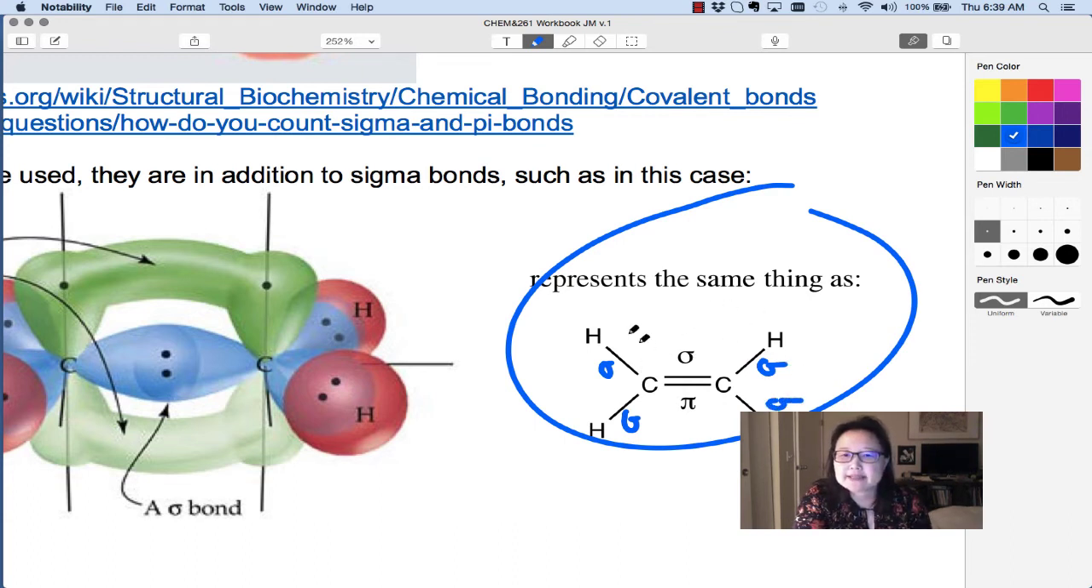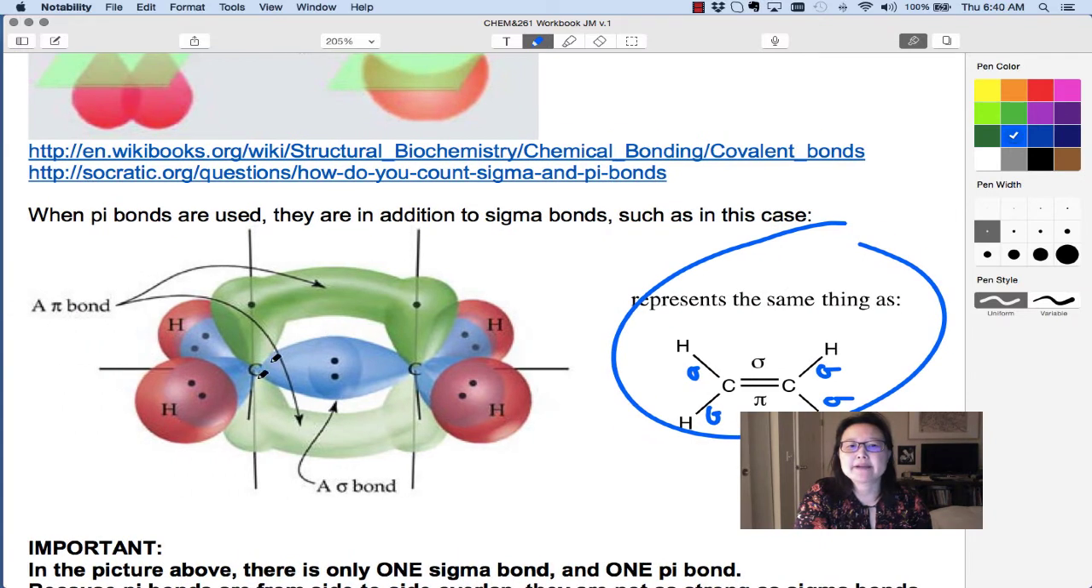So what I'm seeing is 1, 2, 3, 4, 5 sigma bonds, and then this extra bond is a pi bond. Therefore, a double bond is not two sigma bonds, it's not two pi bonds. A double bond is a sigma bond and a pi bond. A triple bond is a sigma bond, a pi bond, and another pi bond. Okay, so keep that in mind.